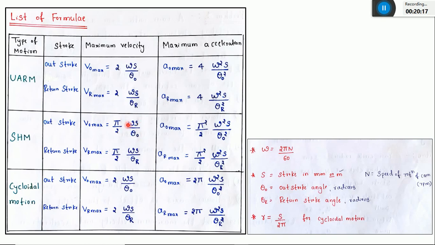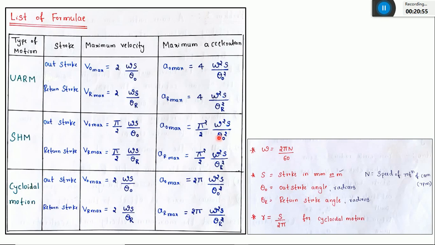Omega is nothing but the angular velocity of the cam. You can use this formula to find the angular velocity, that is 2 pi N by 60. N should be in RPM. That is the maximum velocity of the follower during outstroke, and then find the maximum acceleration: pi square by 2 omega square s divided by theta naught square. Theta naught is the outstroke angle, and it has to be in radians. If it is in degrees, just convert into radians.